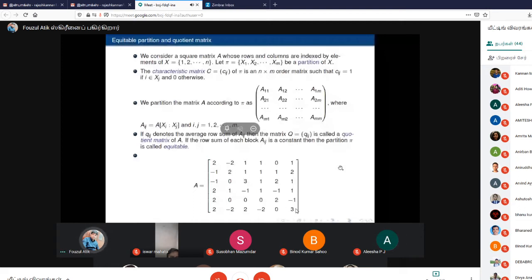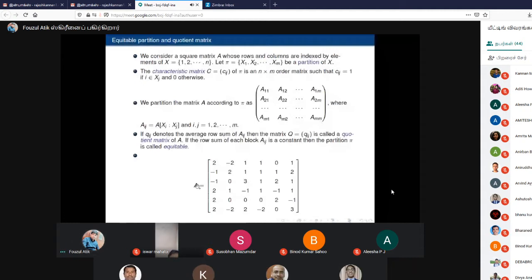Suppose first we just take the definition and compare with it. The whole matrix A is a square matrix of order 6 by 6. Its rows and columns are indexed by the set X equal to 1 up to 6. Now my question is, can we partition the matrix in such a way that we get an equitable partition? We partition the matrix in block form where each block has a constant row sum. Can anyone of the research scholars respond? What is that partition?